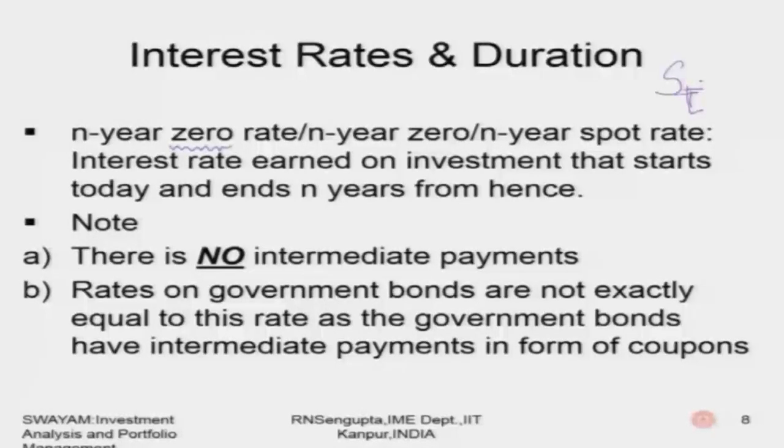The rates on government bonds are not exactly equal to this rate, as government bonds have intermediate payments in the form of coupons. Even if the demand and supply for the government bonds are quite robust, in the sense there is a good amount of demand and supply, they mimic and actually give us the information of the interest rate as it should be. But due to the coupon payments or intermediate payments, the interest rates for the government bonds would not be exactly equal to the n year zero rates, but there would be a relationship, and we will try to find out how you can utilize it, so that given one set of information, we can find out the other.